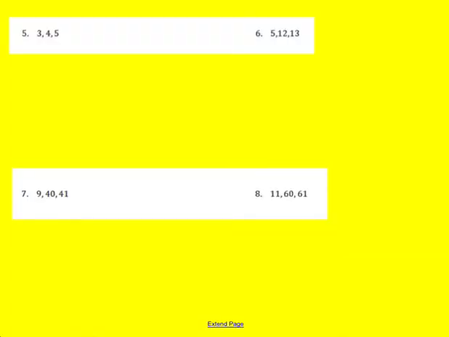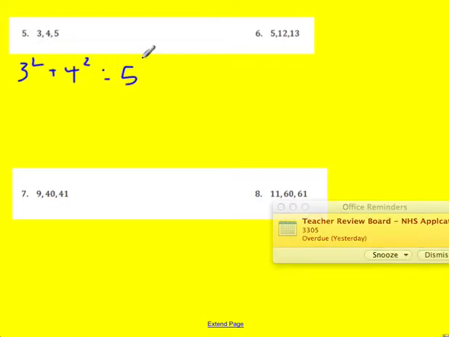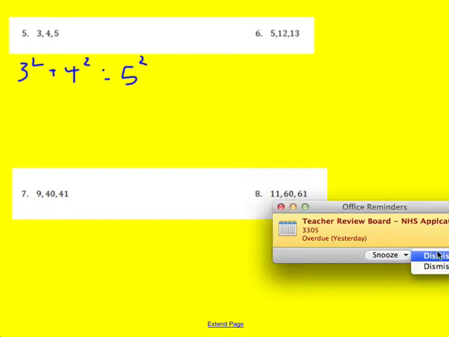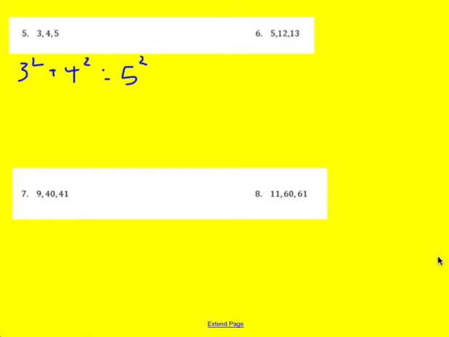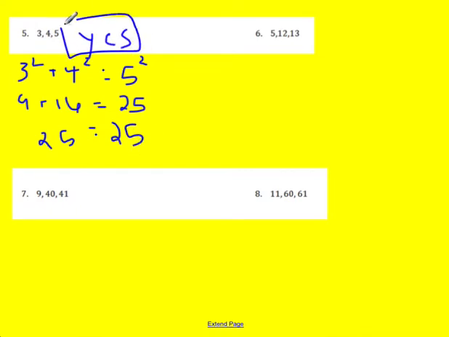Taking a look at number 5, we want to see if 3, 4, and 5 are a Pythagorean triple. So we're going to take the two smaller and square them and see if that equals the third one squared. So then we have 9 plus 16. Is that equal to 25? Is 25 equal to 25? Why, yes, it is. So yes, number 5 is a Pythagorean triple.